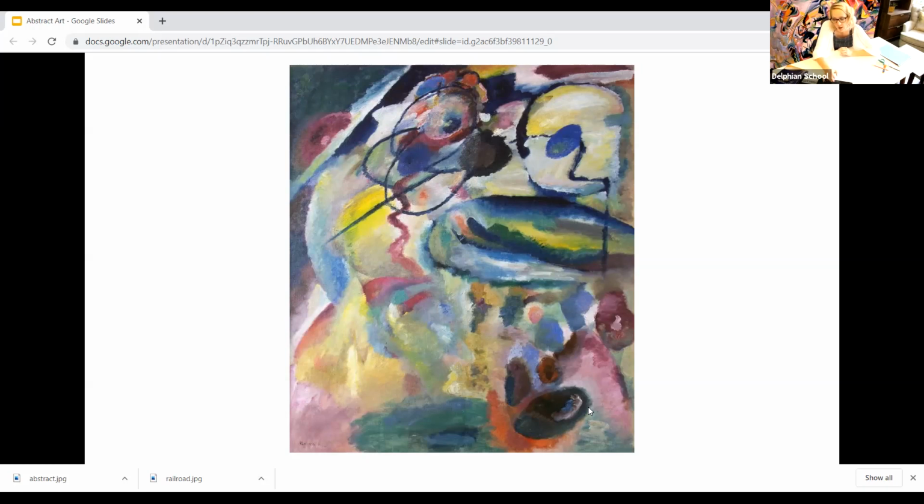And a lot of abstract artists were living through some pretty interesting times. This artist, Kandinsky, was living through World War II, and he was between Russia and Germany, and that was not really a great place to be during World War II.